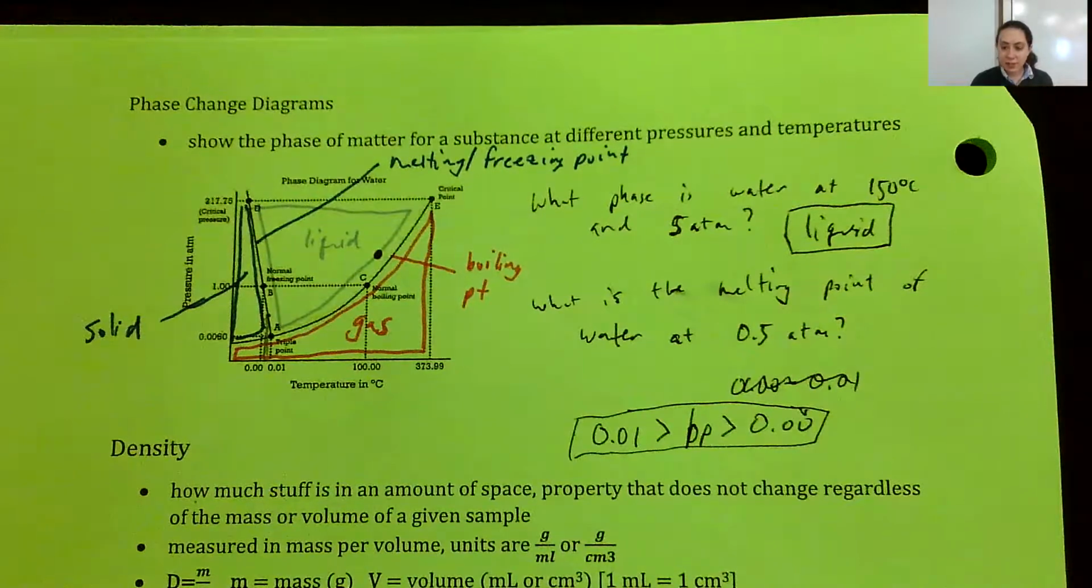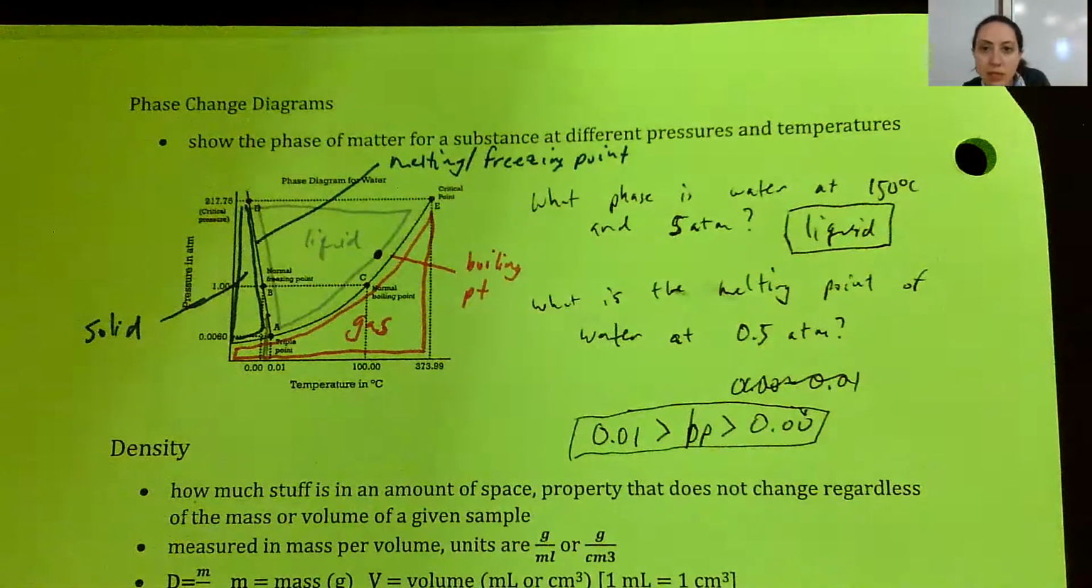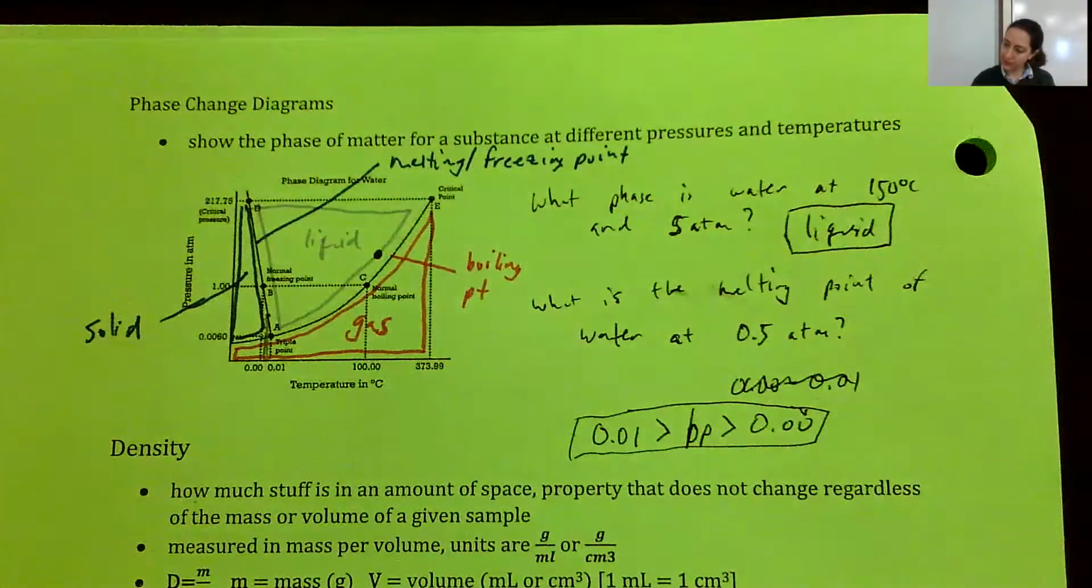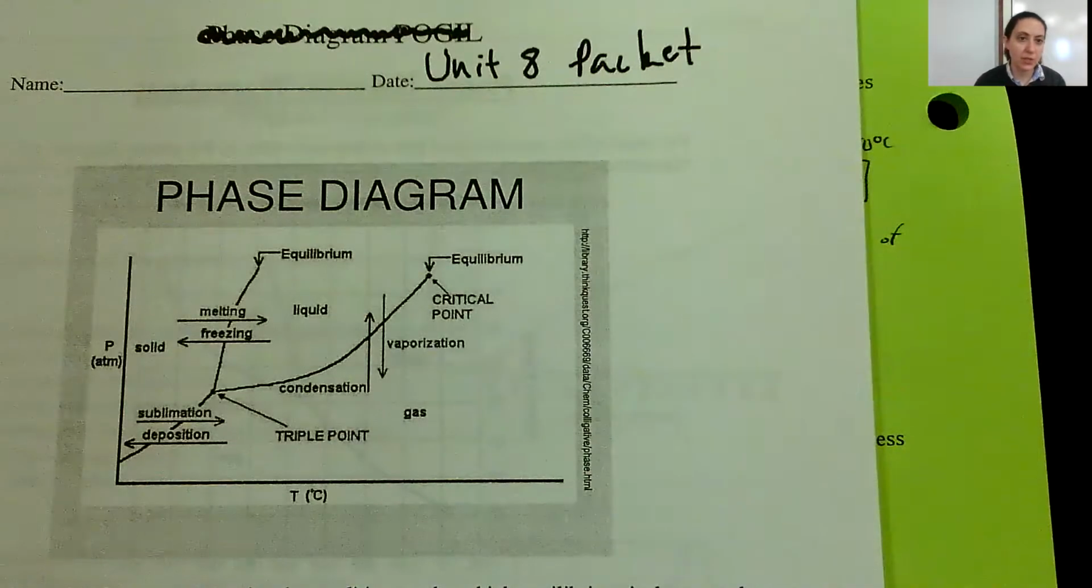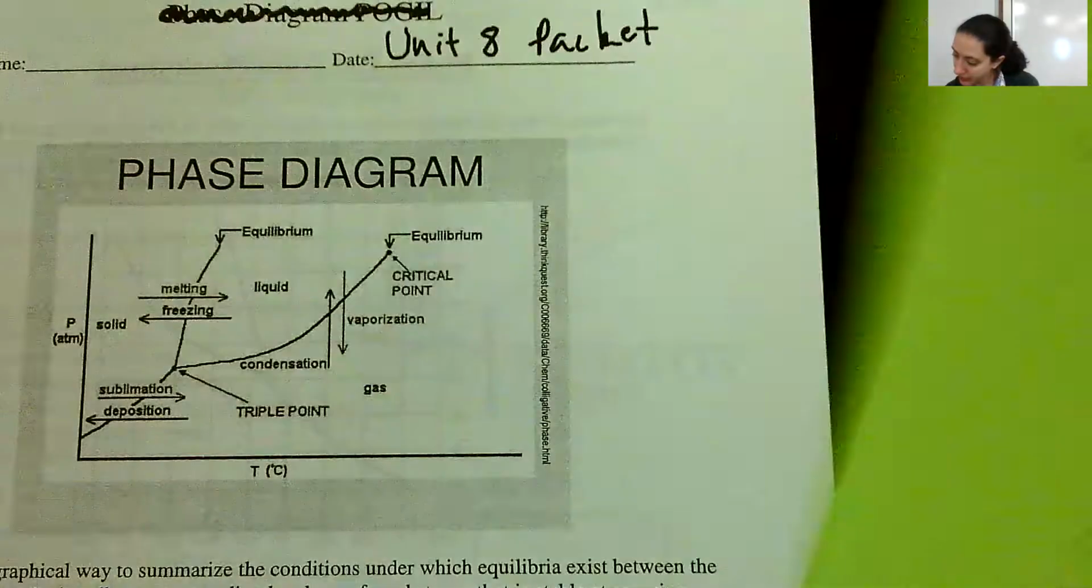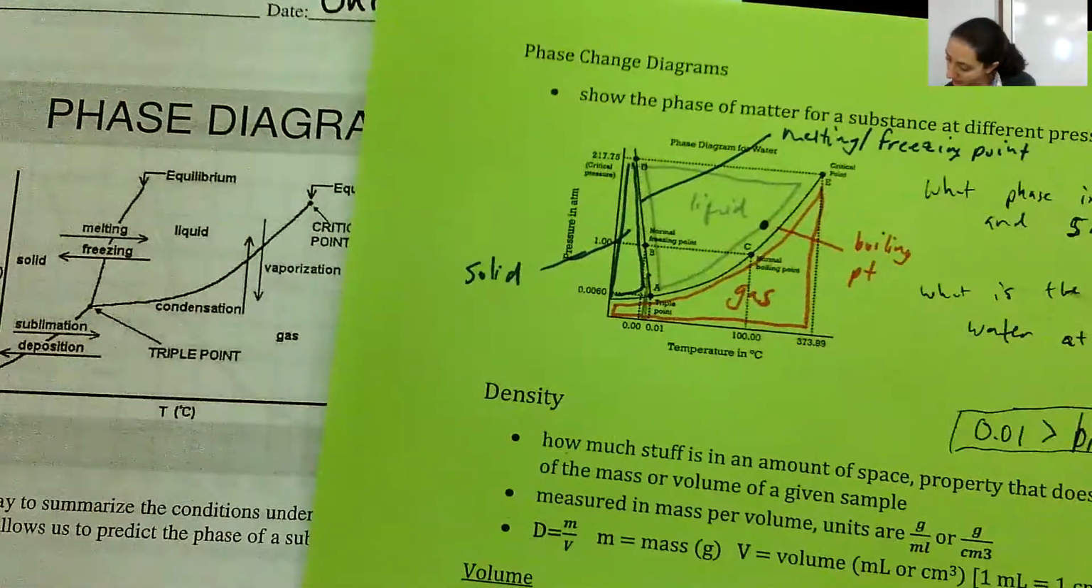So phase change diagrams, that's pretty much as simple as it is. Let's take a quick look at the packet and you can see what we need to do for that. Here's the packet. This is page 1. Here is a phase change diagram. All of this is labeled for you. This is not the same as water. You'll notice a couple key features.